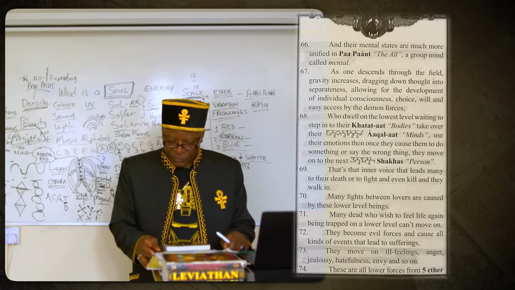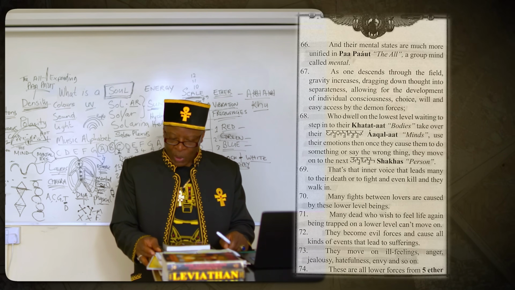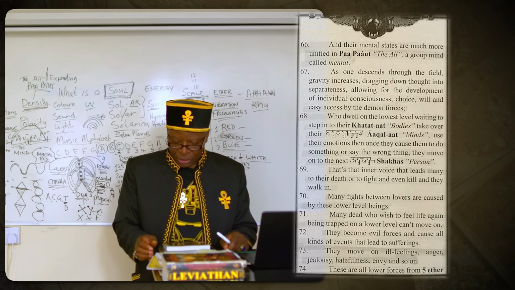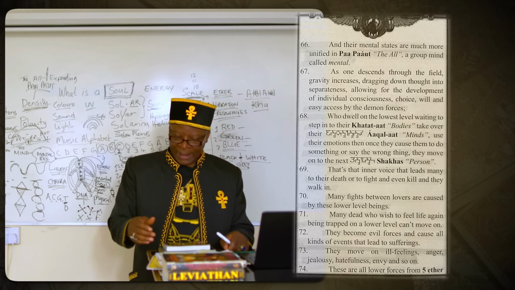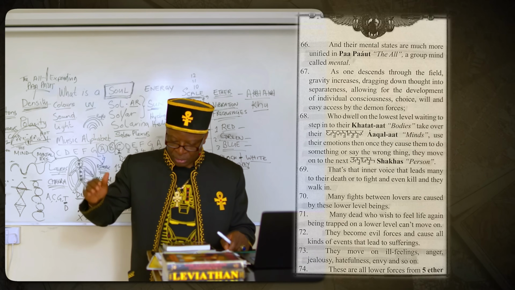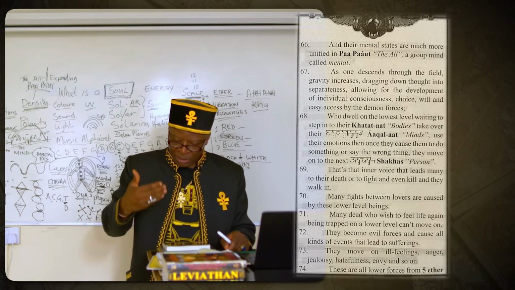68. They dwell on the lowest level, waiting to step into the katat or bodies, take over the akalat, take over the minds of these people that are on these lower vibrations, use their emotions.